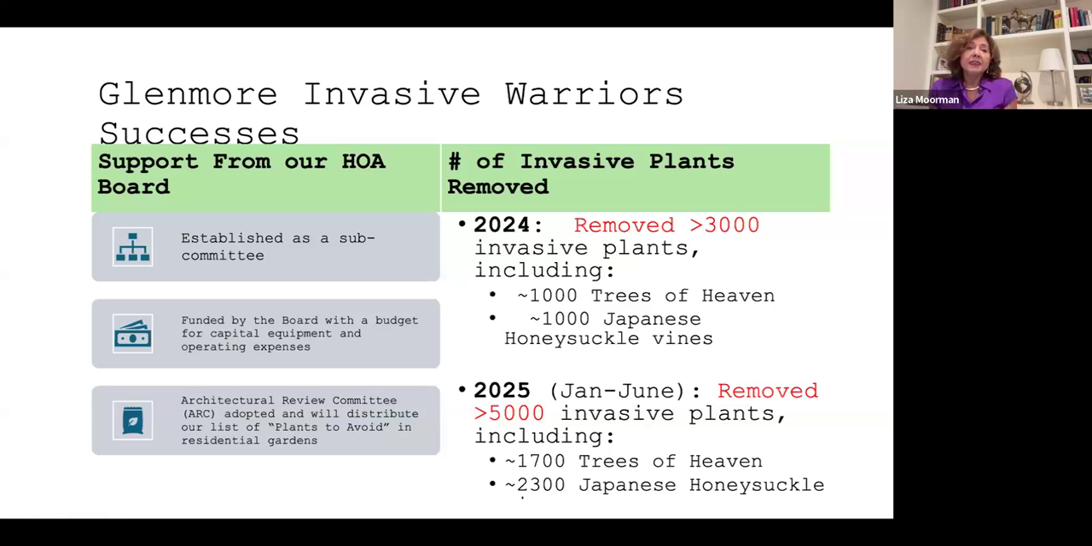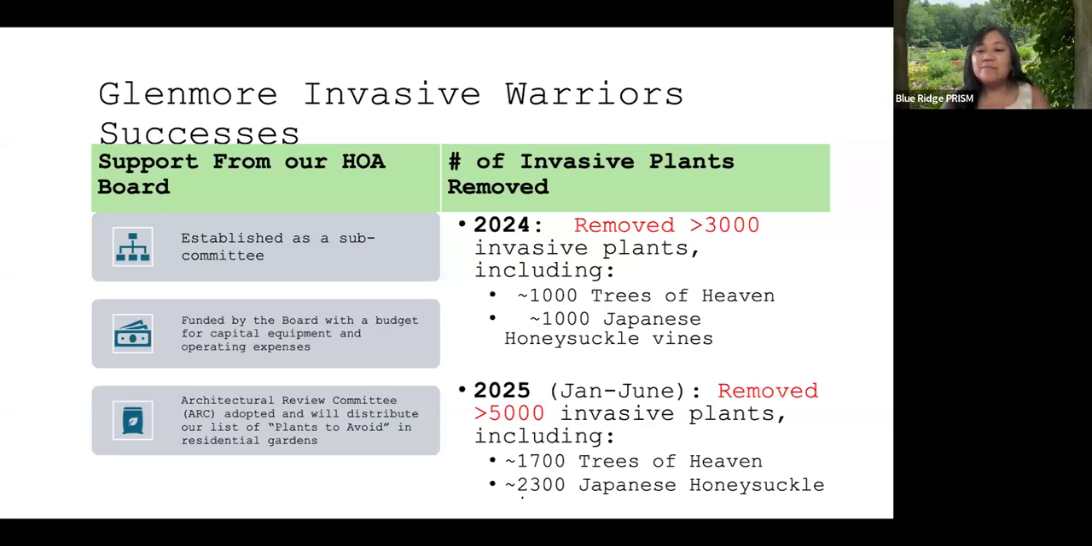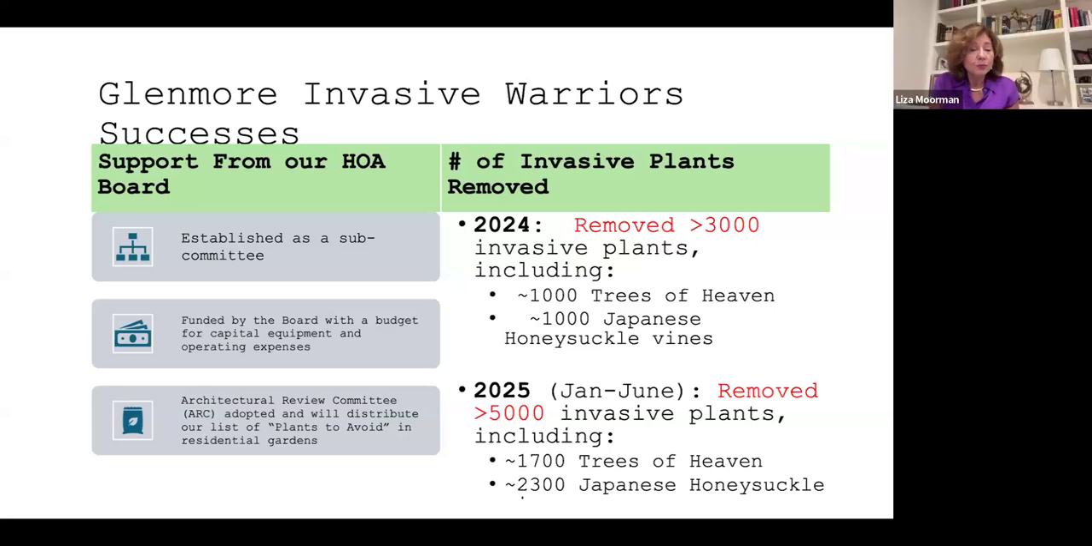And then I think a very big win for us was when the Architectural Review Committee adopted this plants to avoid in the landscape document that we created. And they will send that out to homeowners who are getting ready to do new gardens, new landscaping. And I think it just in general will help increase awareness in the neighborhood of things that become problematic, things that are invasive, because as we all know, these plants are still being sold by nurseries.